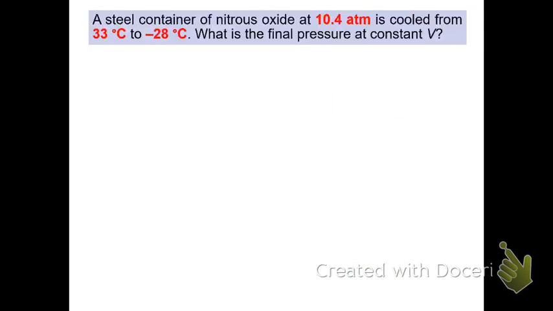So here's an example. A steel container of nitrous oxide at 10.4 atmospheres is cooled from 33 degrees Celsius to negative 28 degrees Celsius. What is the final pressure at constant volume? So it's asking you for the final pressure. So you're given the initial pressure in atmospheres, you're given the initial temperature, 33 degrees Celsius, and the final temperature is negative 28 degrees Celsius.